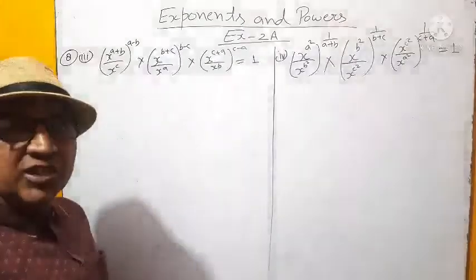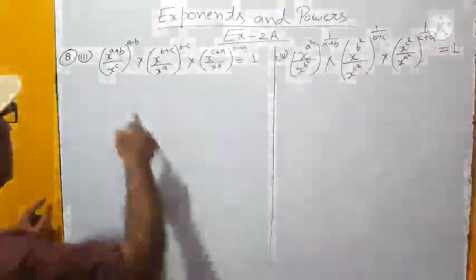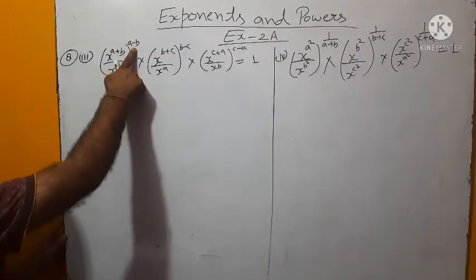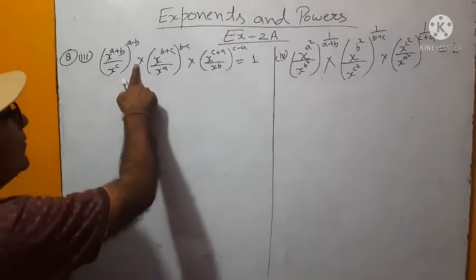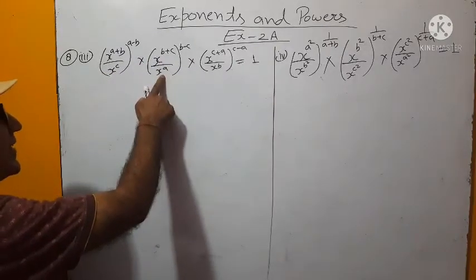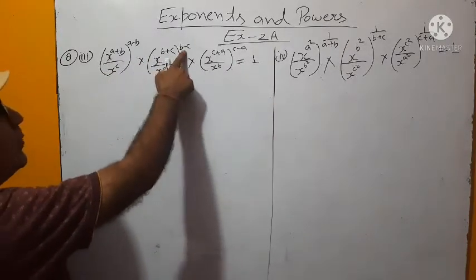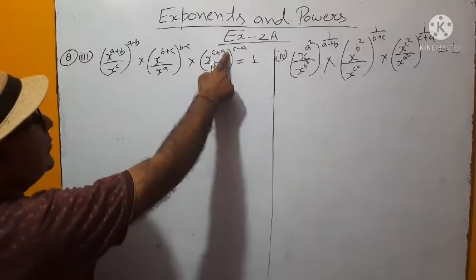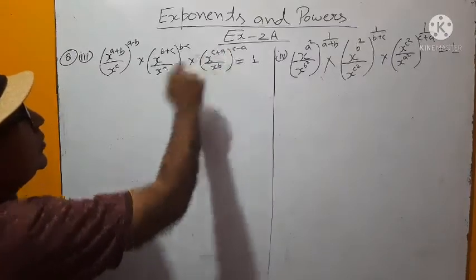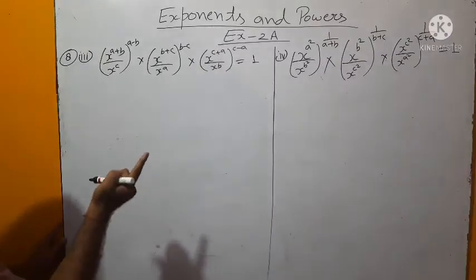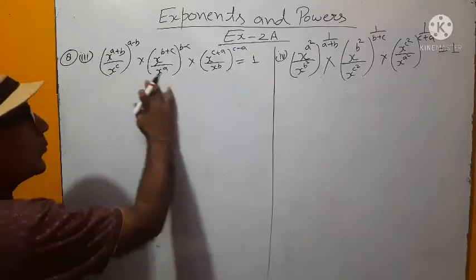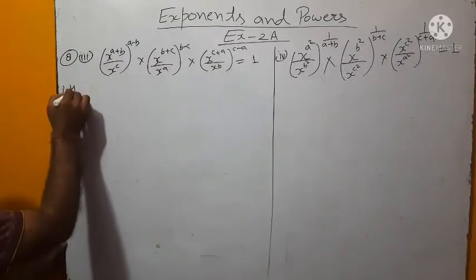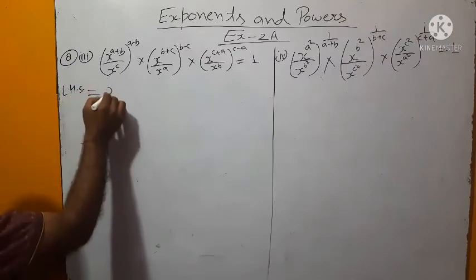Okay children, now question number 8 part 3. See here, (x^(a+b) / x^c)^(a-b) is multiplied by (x^(b+c) / x^a)^(b-c) multiplied by (x^(c+a) / x^b)^(c-a) is equal to 1. Again we have to show that the product of these numbers is equal to 1. So take the left hand side and then start solving.